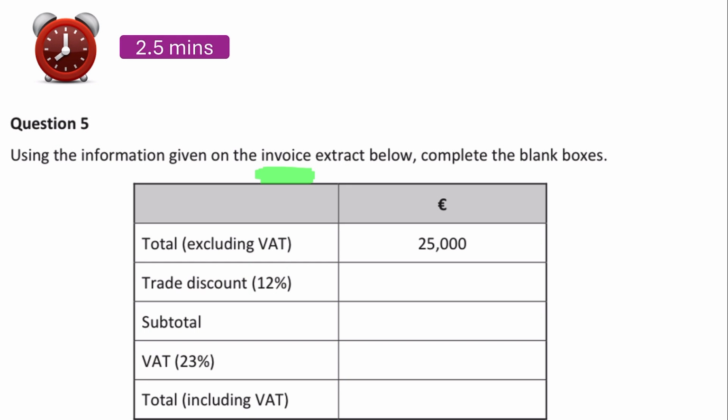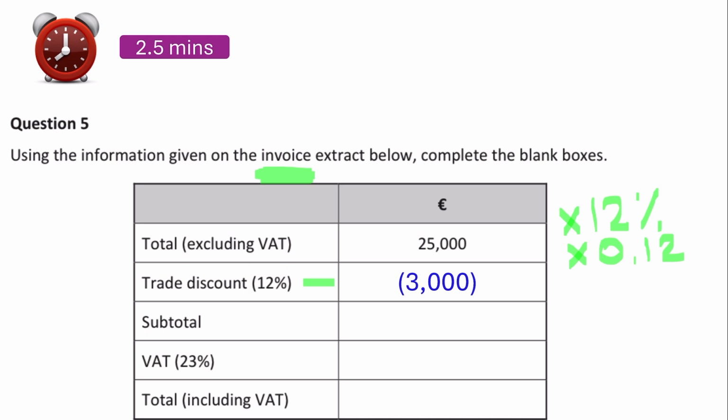So the total excluding VAT is 25,000 and the trade discount is 12%. So we're going to take away the trade discount. And now how do we get that? Well, into your calculators you would multiply by 12 and then find the percentage button, or you'll multiply by 0.12 and your answer then will be given to you, and it will be €3,000.